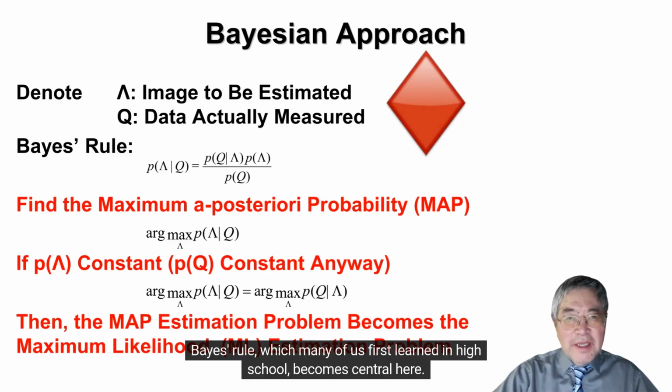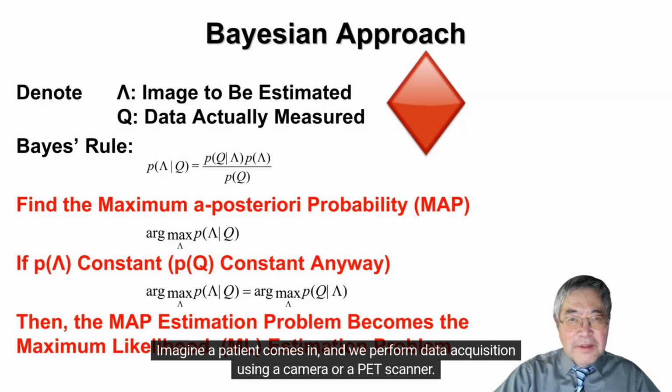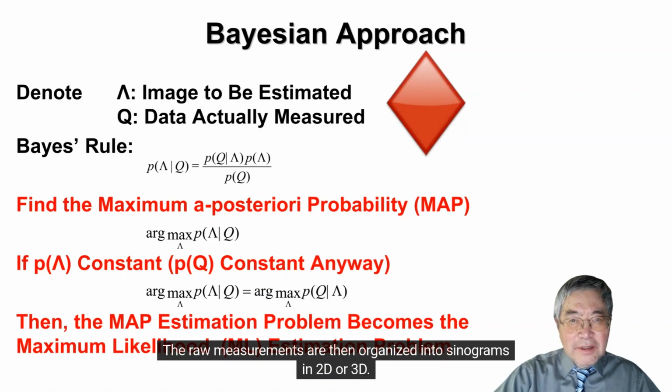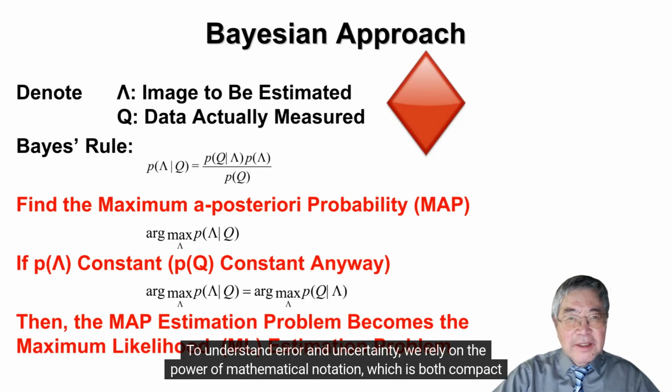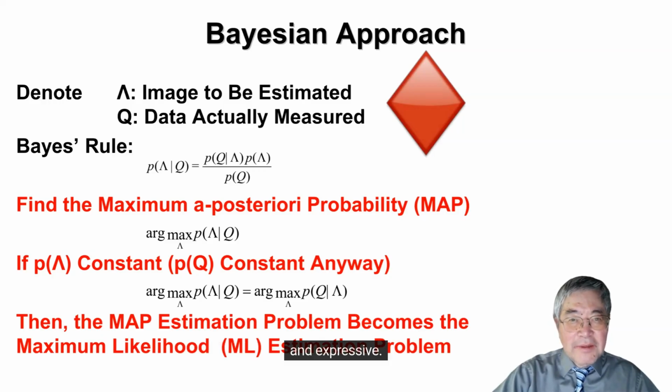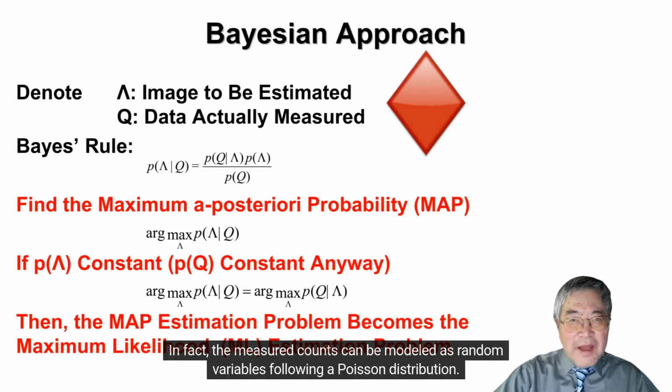Bayes' rule, which many of us first learned in high school, becomes central here. Imagine a patient comes in and we perform data acquisition using a camera or a PET scanner. The raw measurements are then organized into sinograms in 2D or 3D. To understand error and uncertainty, we rely on the power of mathematical notation, which is both compact and expressive. In fact, the measured counts can be modeled as random variables following a Poisson distribution.